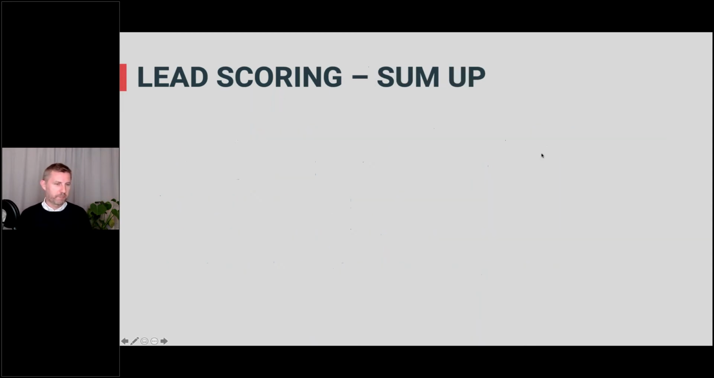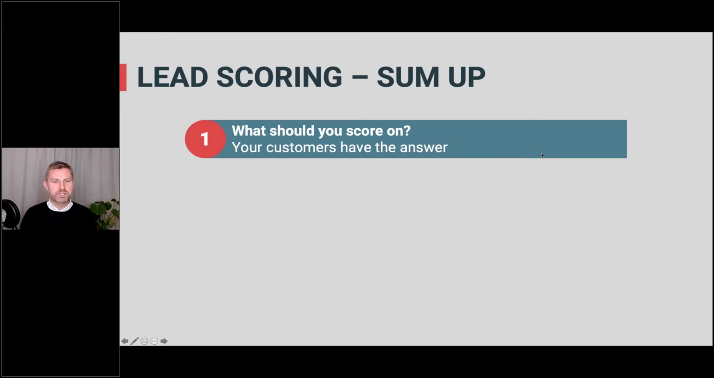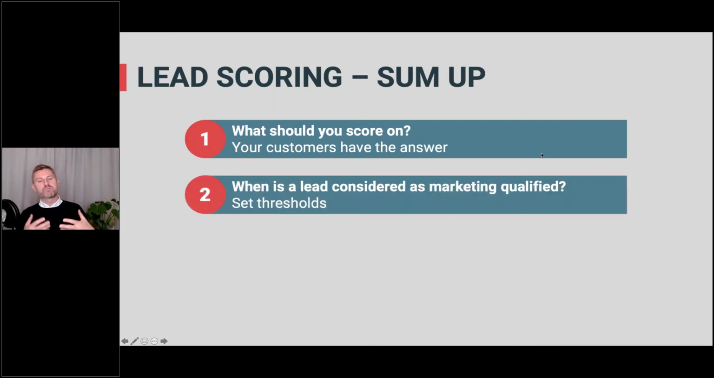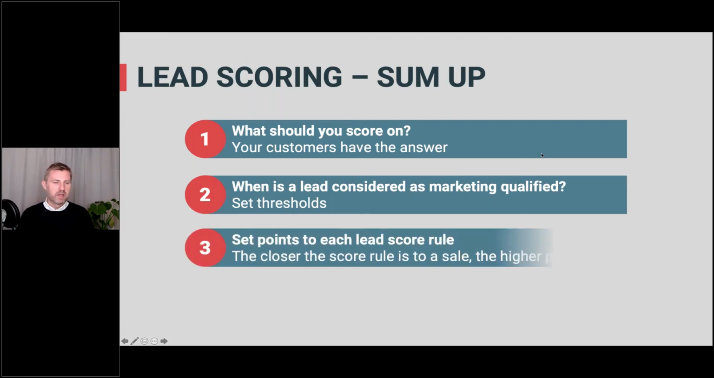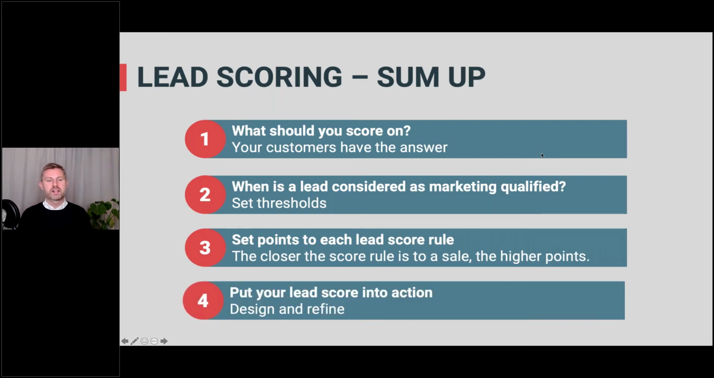So summing up before we go into eMarketeer, look at your customers to figure out what to score on, both their behavior and their profiles. Think about which thresholds, which categories you want to have, how many points should someone have before you consider them a qualified lead. Set individual points for each score rule so that more important actions give more points than not so important actions. And then finally, put it into action and keep refining, keep revisiting your lead scoring model so it is always improving.